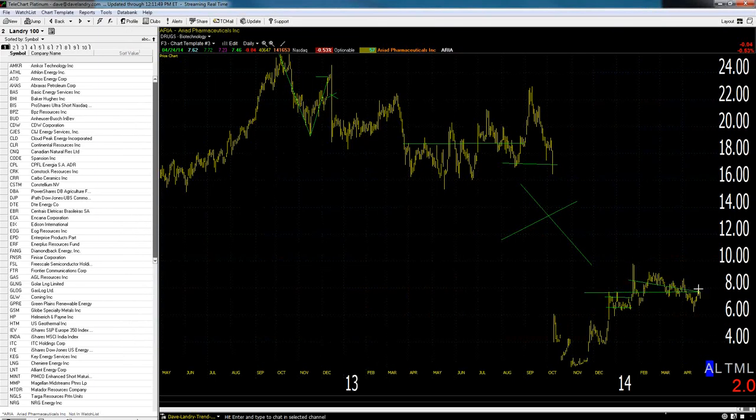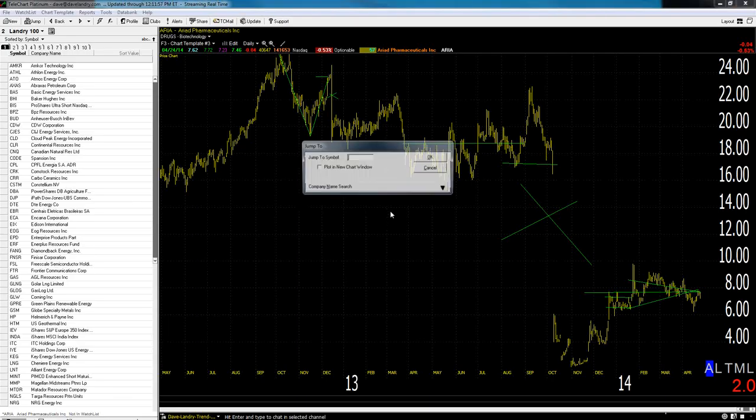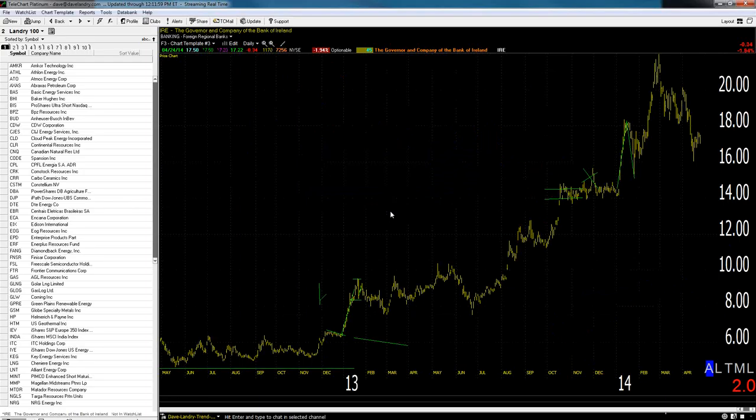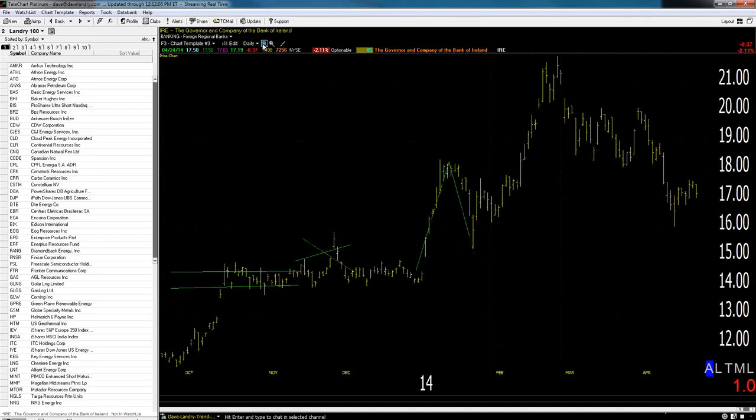ARIA. Don? No. Have we not learned anything? It's gone completely sideways. It's got a big old gap down. Looks like I've got that drawn in from weeks prior. IRE, I'm not going to like IRE. IRE is roll back over.